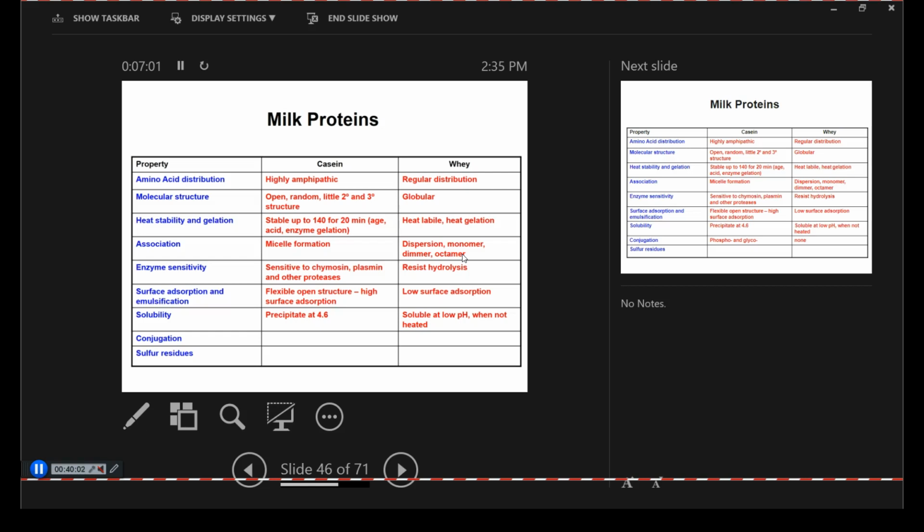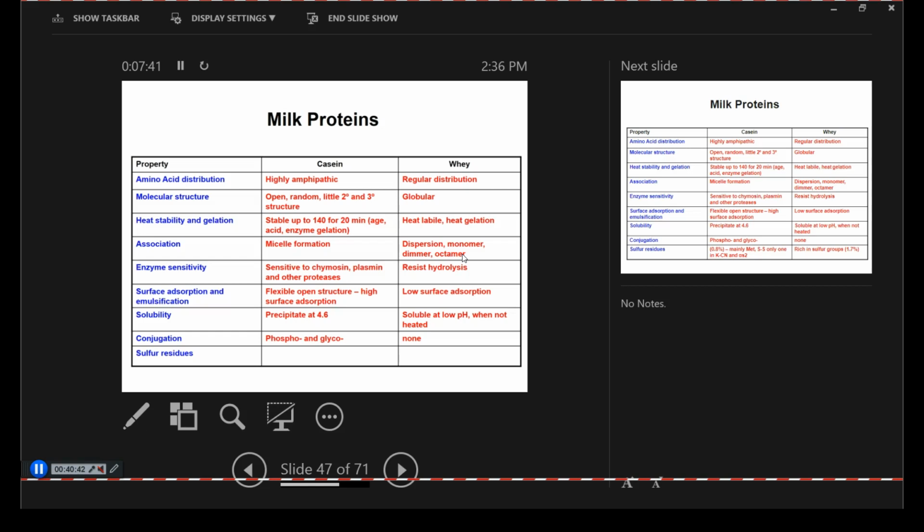Conjugation. That means it's not a pure protein. It has different units attached to it. Does casein have them? Well, yes, calcium, but what other groups? So we have phosphorylation and glycosylation. Kappa casein is glycosylated. Alpha S1, S2 and beta casein are phosphorylated, whereas whey protein has none of that.